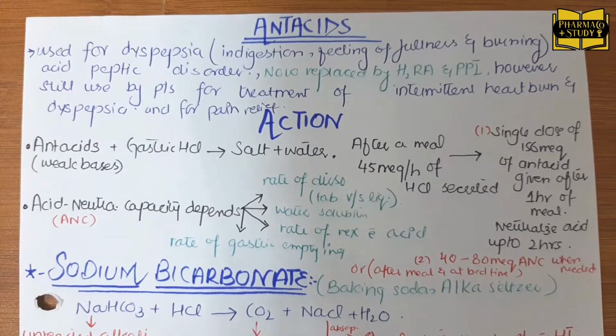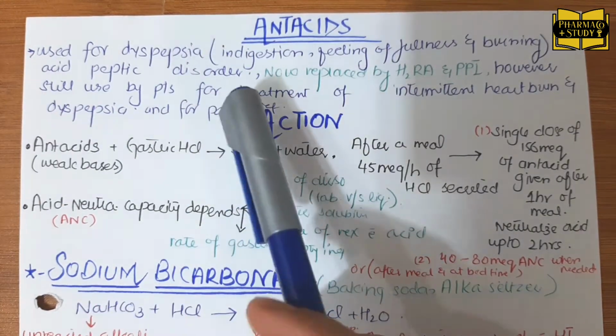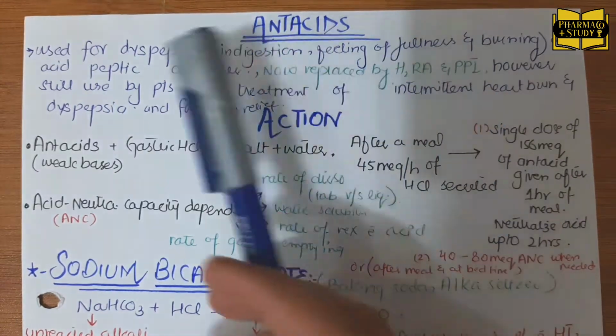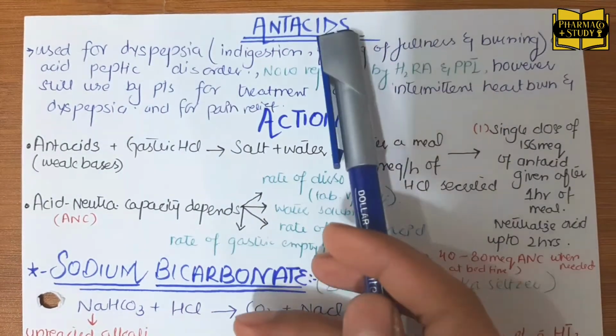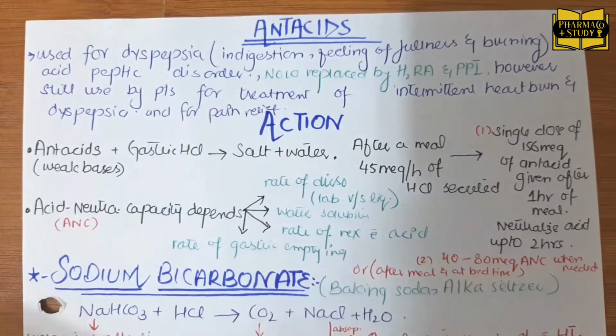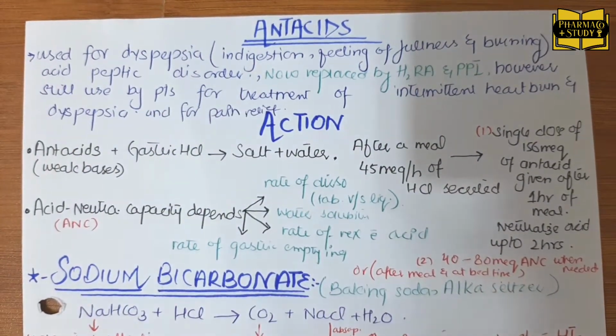What are the uses of the antacid? Antacids are used for dyspepsia. What is dyspepsia? Dyspepsia is the feeling of indigestion, feeling of fullness and burning. Antacids are also used for acid peptic disorders. So there are two main uses of the antacid.